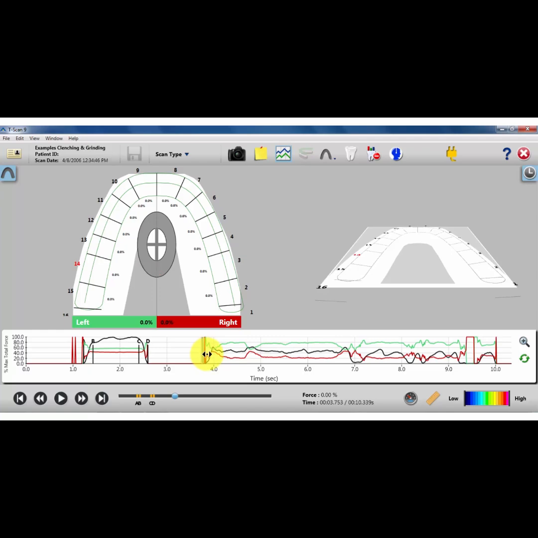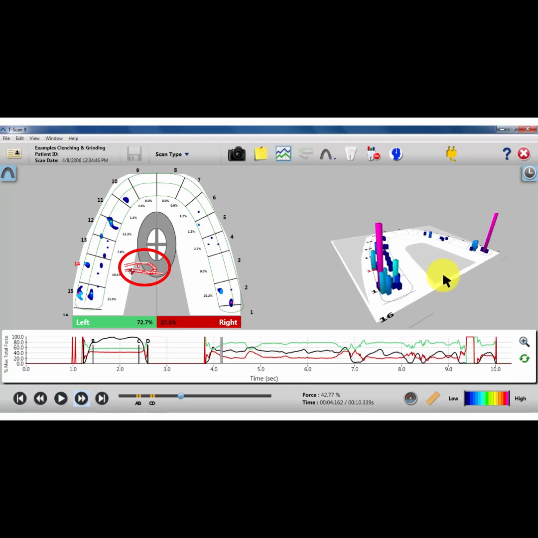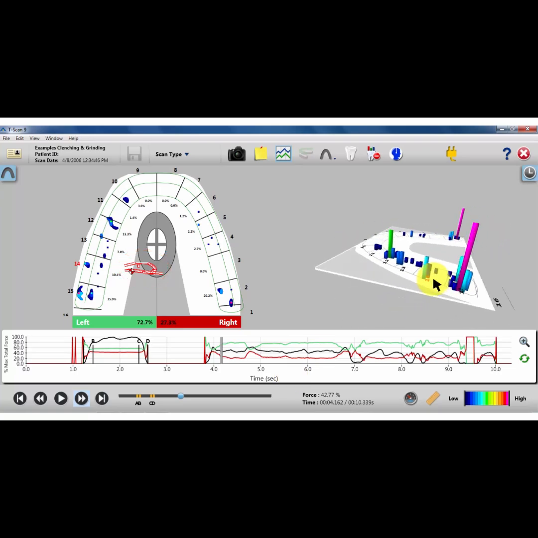I'm going to click the mouse at the beginning of where the total force line rises, and we're going to watch the patient grind back and forth. I'm going to play it incrementally. Here, they're closing into MIP, and now they're going to start to grind from about 50% of total force. You'll see the center of force go left. Now I'm going to turn this 3-dimensional pane this way.